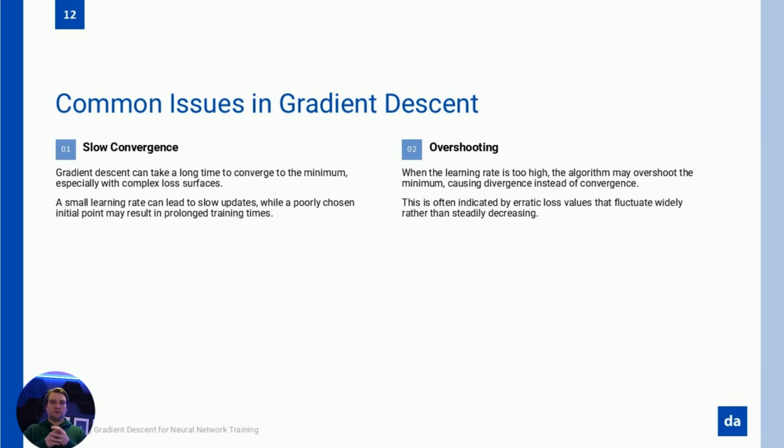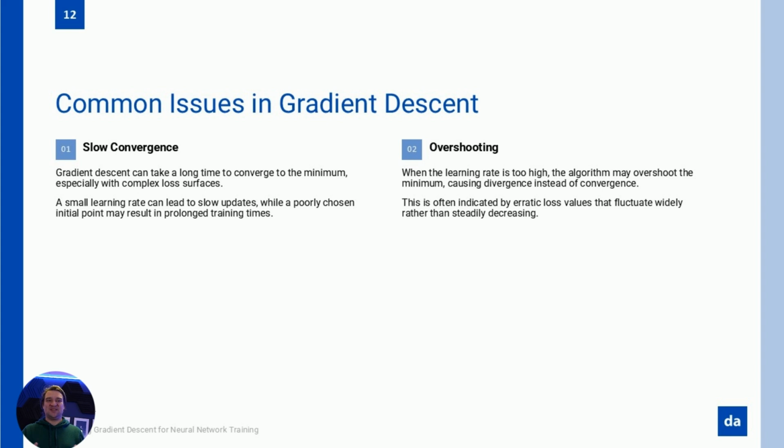On the flip side, we have overshooting. Picture this. You're on a ski slope, but instead of carefully steering toward the lodge, you zoom past it and crash into the snowbank. That's overshooting in a nutshell. When the learning rate is too high, gradient descent takes leaps that are too big, often skipping over the minimum entirely. This leads to erratic loss values that bounce around wildly instead of steadily decreasing. The result? Your model doesn't converge, and training becomes a chaotic guessing game.